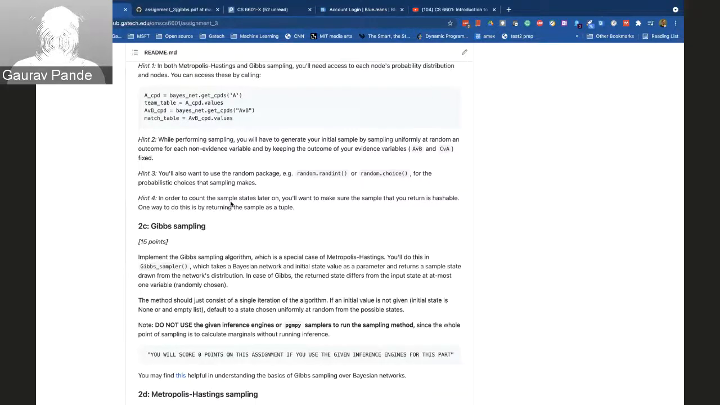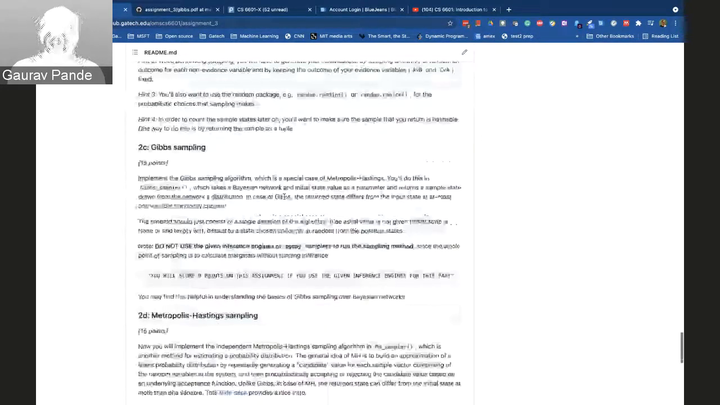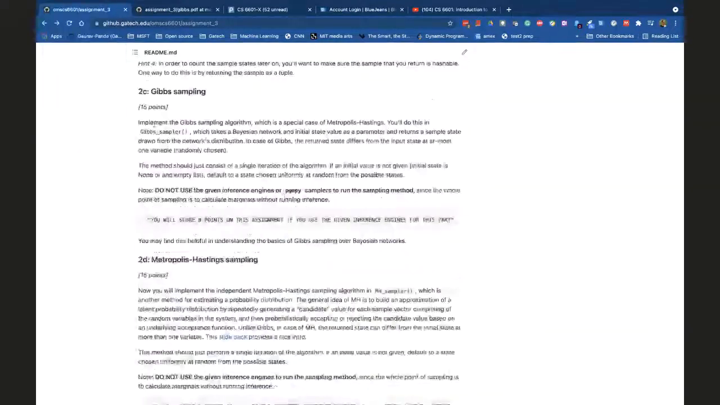In order to count the sample states later on, you will want to make sure that the sample you return is hashable, meaning that you can initially add the sample into a Python list, and then you can basically return it as a tuple. So you just have to call tuple and pass your list here, and then it basically returns as a tuple.